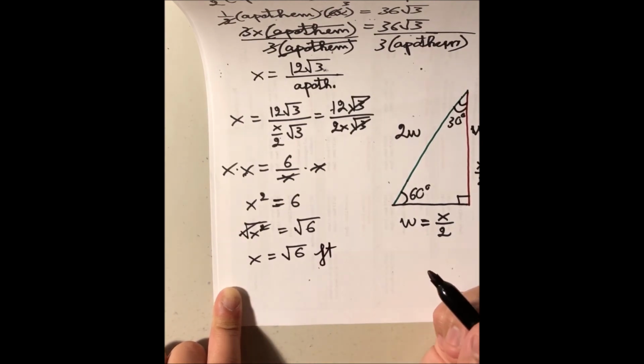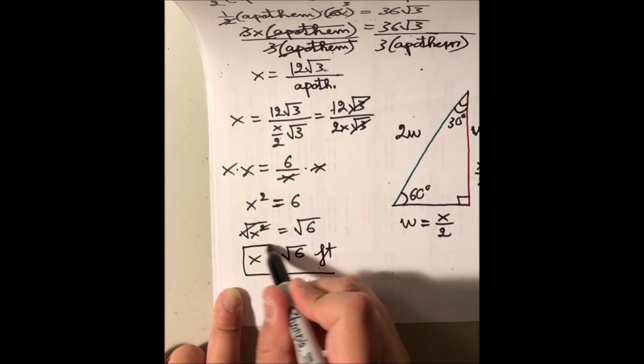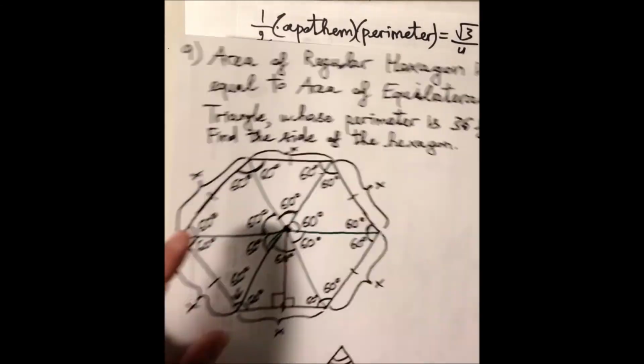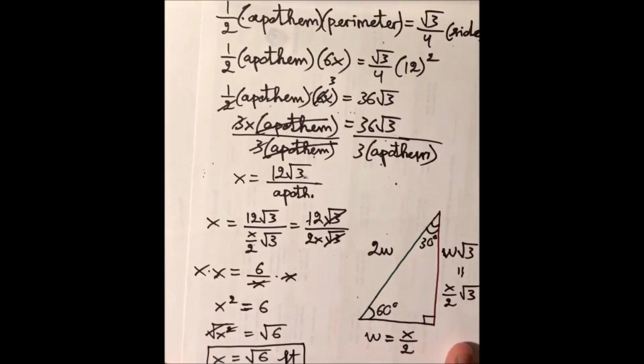feet. I think that's a unit. Yeah, feet. So the side of this regular hexagon is square root of 6 feet. Just like that. And that's how we do this problem.